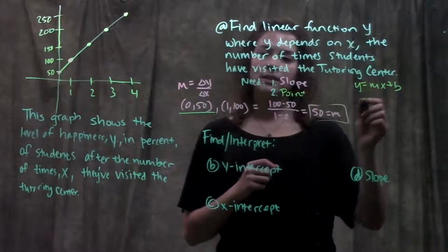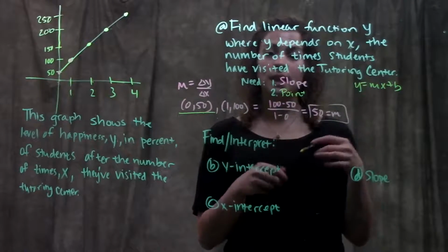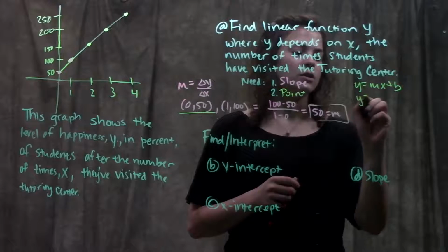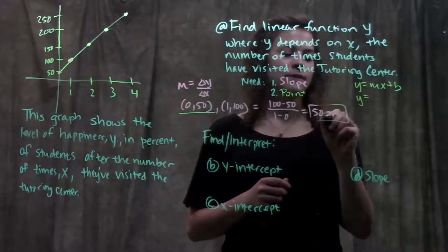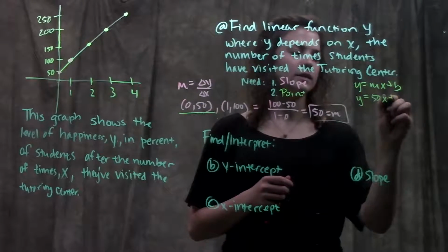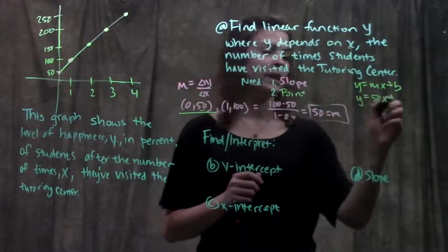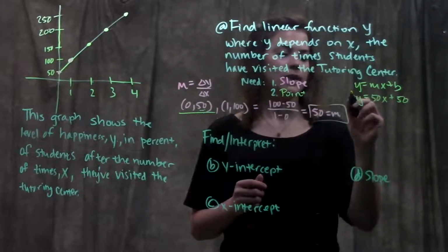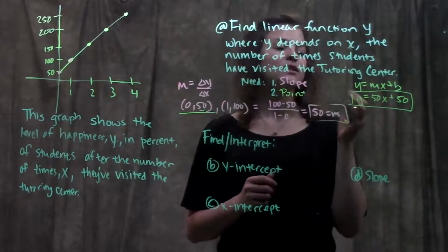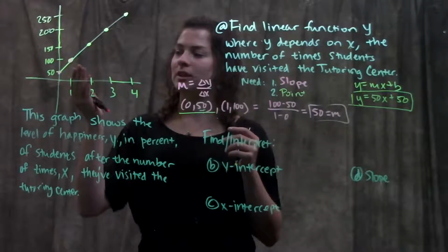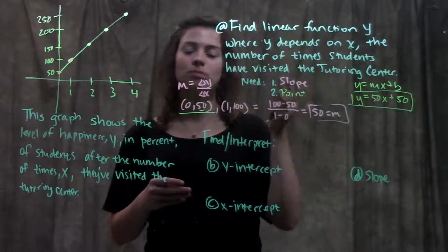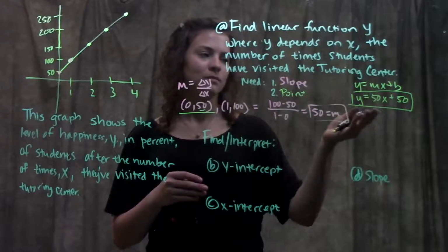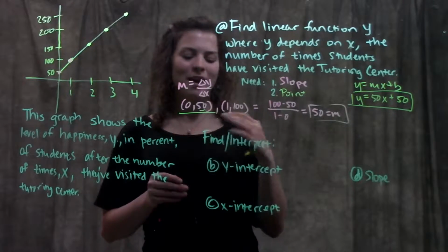So I can just plug those values into my formula and get the equation of this line. So I'll leave the y as it is. y equals 50, my m, times x plus y-intercept, which is also 50. And that's it. All right, so here's the function that represents this graph. We found that by just finding the slope and a point on the line, plugging it in, and got this equation. All right, moving on.